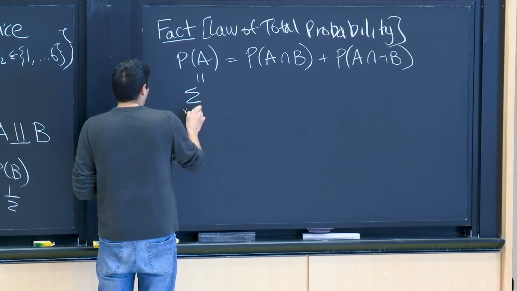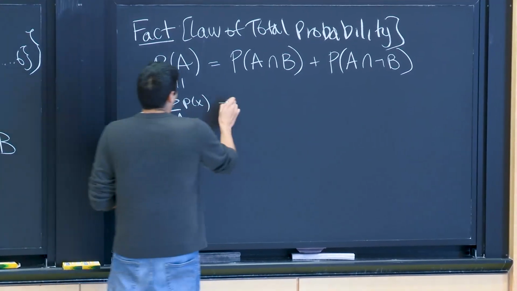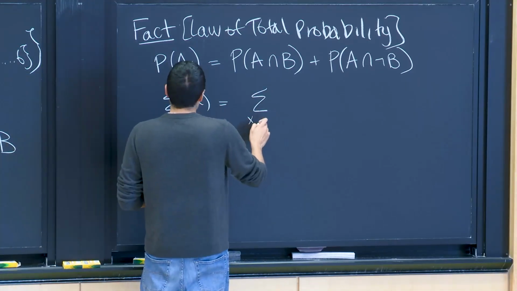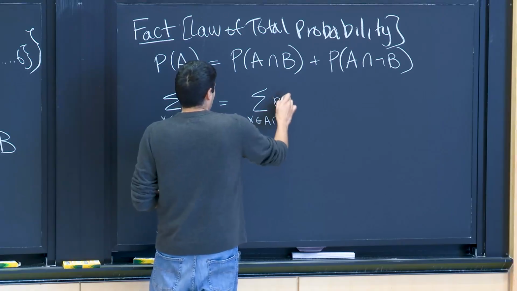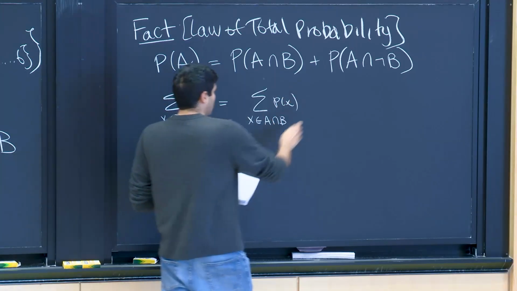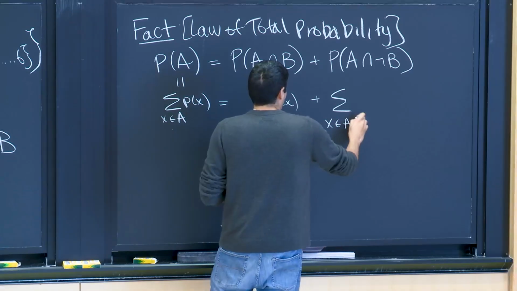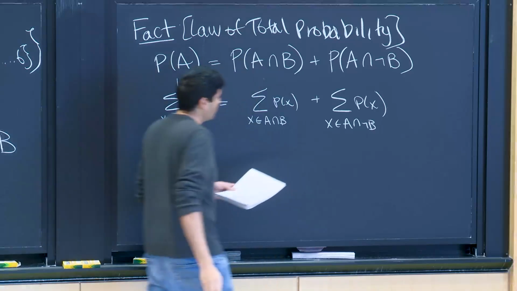It's literally just we take the definition of what the probability of A is. It's the sum over all x in my set A of P of x. And all I'm doing is I'm breaking this sum up into two pieces. It's the sum over all x in A and B of P of x, that's literally this right here, plus the sum over all x in A and not B of probability of x.